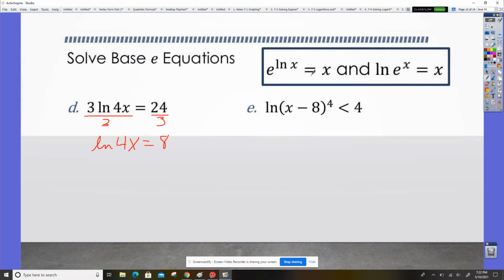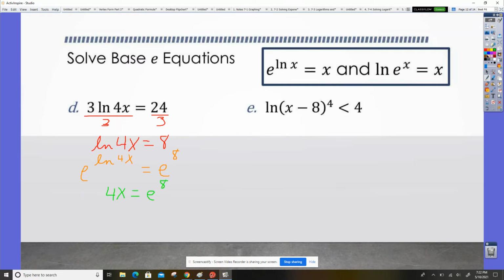Now, here's where we use this rule again. Last time, to get rid of the exponents, we took the natural log. This time, we already have the natural log. So to get rid of that natural log, we're going to take e to the power of it. So I'm going to say e to the power of ln of 4x. And if I do it to the left side, I also have to do it to the right. So this becomes e to the power of 8. Okay, now like we said, the e and the ln cancel, so I'm just left with 4x is equal to e to the power of 8.